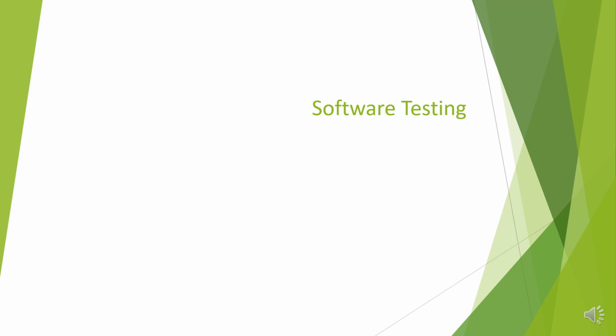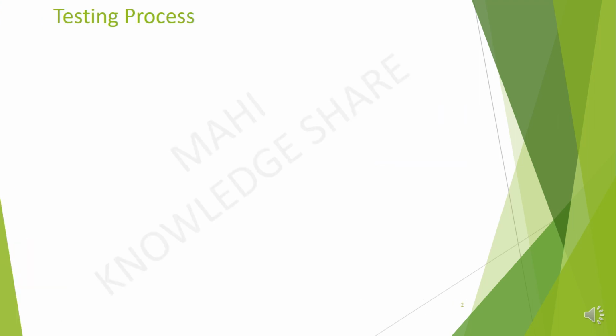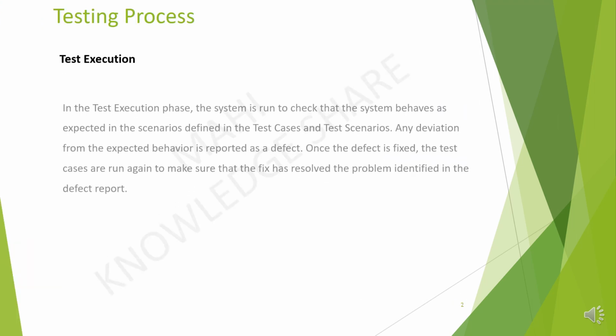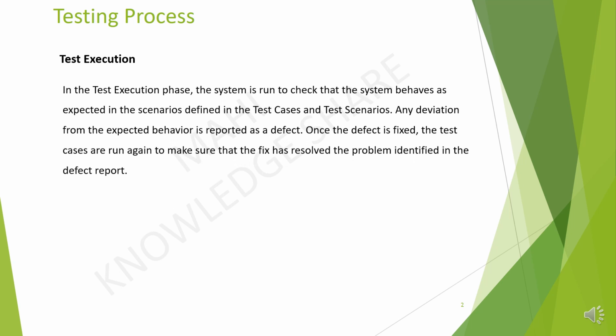In today's topic, we will explain about test execution. In this test execution phase, the system is run to check that the system behaves as expected in the scenarios defined in the test cases and test scenarios. Any deviation from the expected behavior is reported as a defect. Once the defect is fixed, the test cases are run again to make sure that the fix has resolved the problem identified in the defect report.